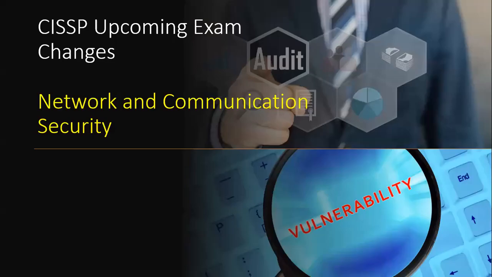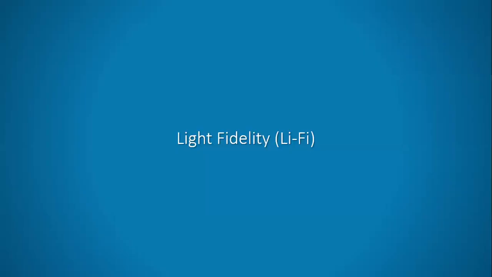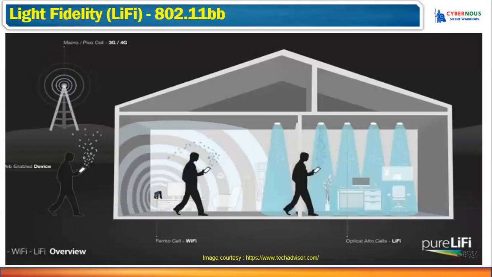So in this section, we are going to cover some upcoming changes in the CISSP syllabus in Domain 4, that is Network and Communication Security. The first topic we are going to cover here is light fidelity, Li-Fi, as we normally call it. This is how light fidelity looks.